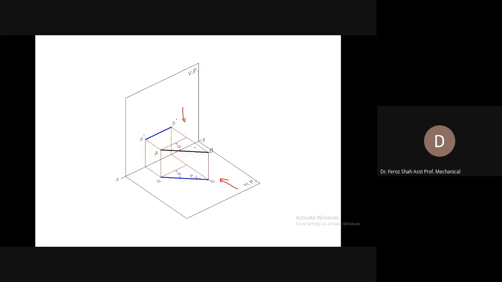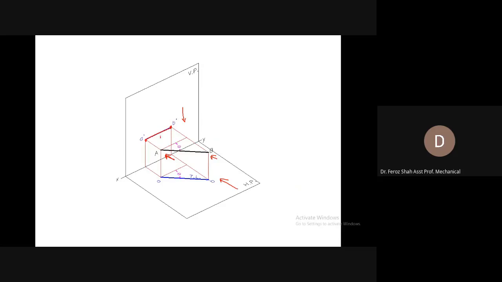As the line is inclined to the vertical plane, the projection on the vertical plane, that is the front view, will be shorter than the true length. Looking at it from this direction, or drawing its front view, A would be projected to this position, and B would be projected to this position. When you join these two endpoints, you will get a line as its front view, and you will annotate it with A prime and B prime.